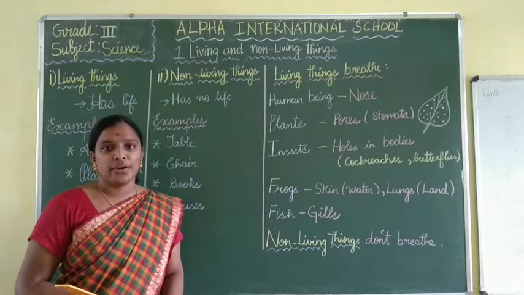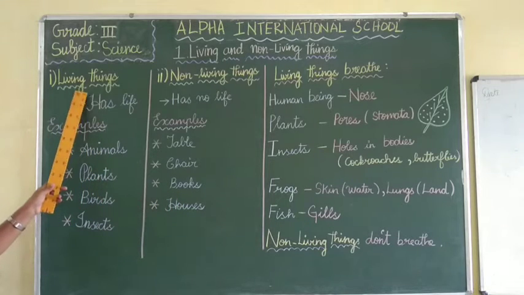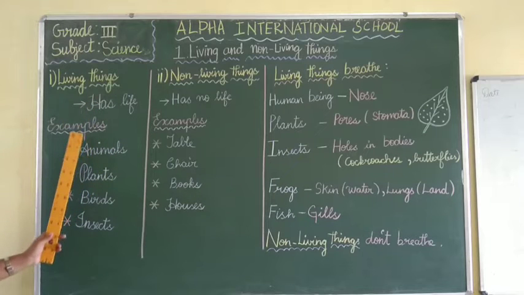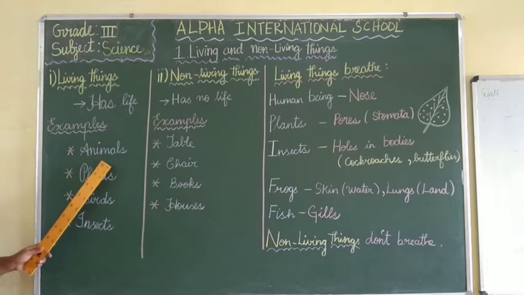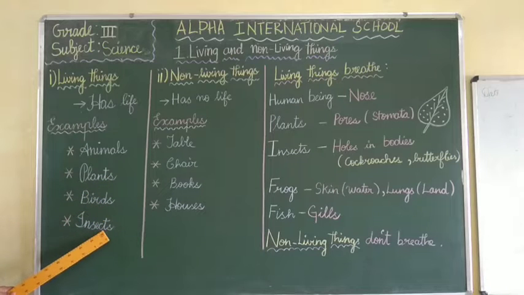Can you understand, children? So once again I will say, what are living things? A living thing which has some life is known as a living thing. So what are the examples of living things? Animals, plants, birds and insects.